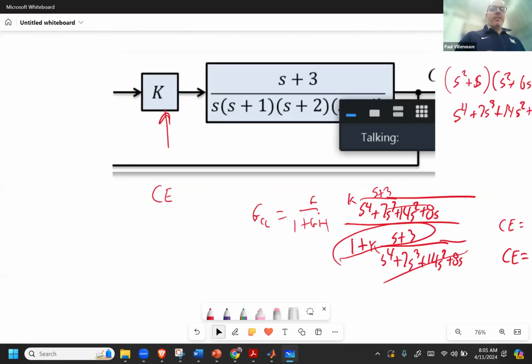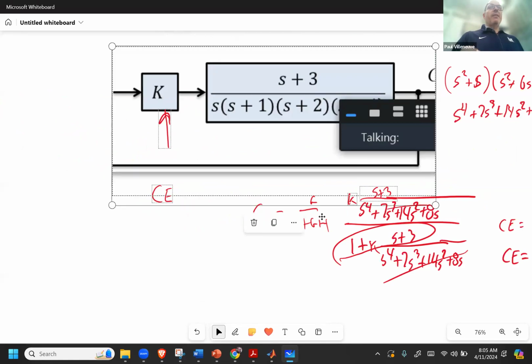The K came from here. It's part of the forward loop gain, right? It's G. So this is the G1 times G2. They're in cascade with each other, so you multiply them out.